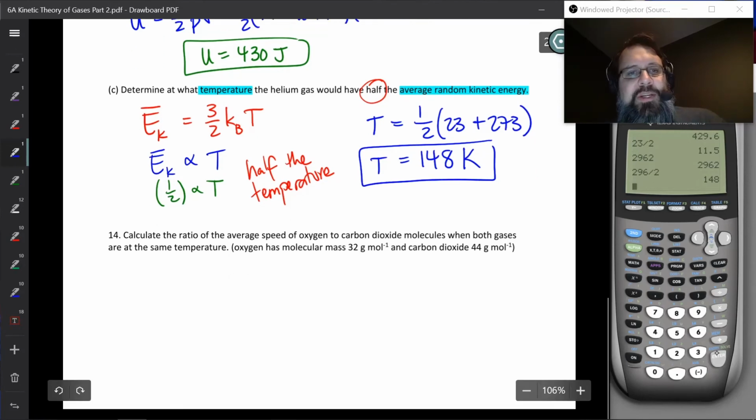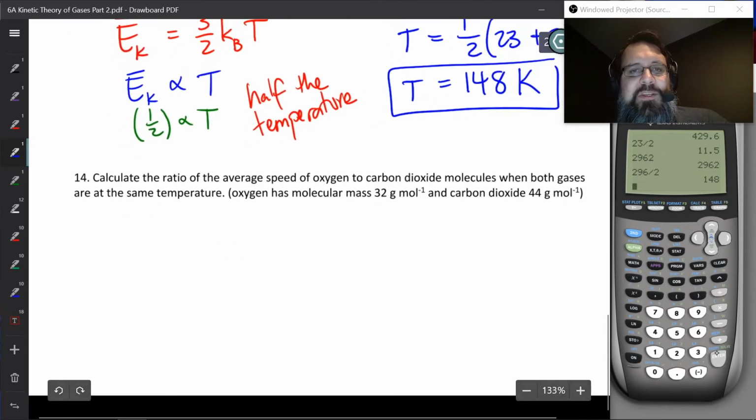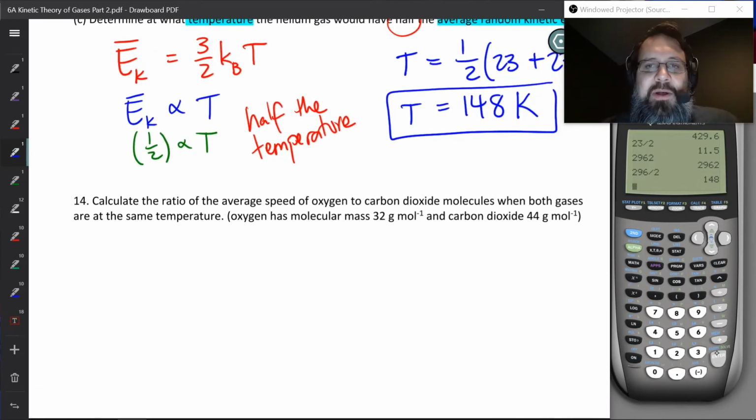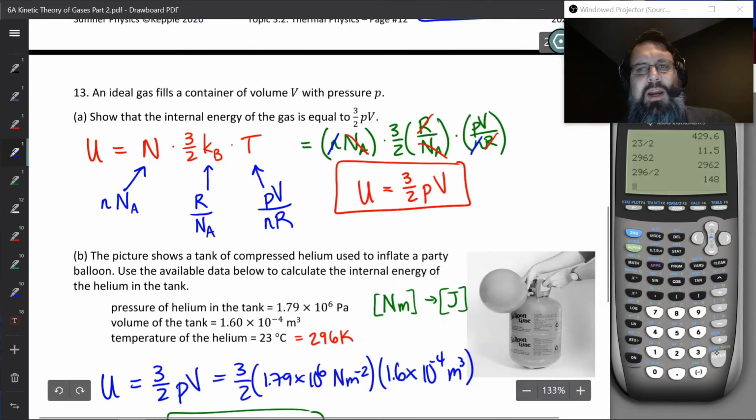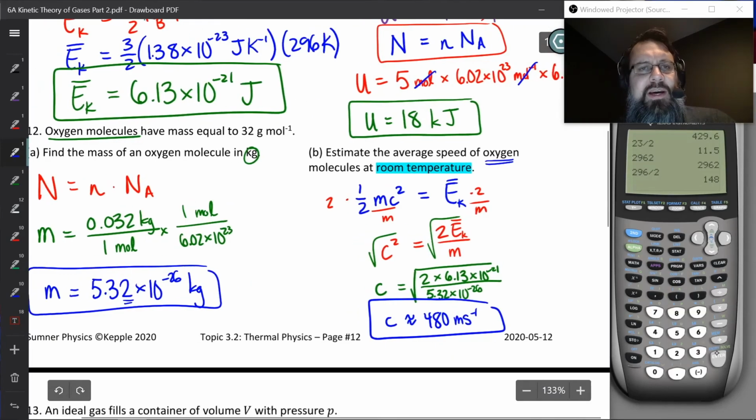And the final question: calculate the ratio of the average speed of oxygen to carbon dioxide molecules when both gases are at the same temperature. Oxygen has a molecular mass of 32 grams per mole. Carbon dioxide has 44 grams per mole. All right, so this is kind of similar to up here. We're talking about the oxygen having 32.